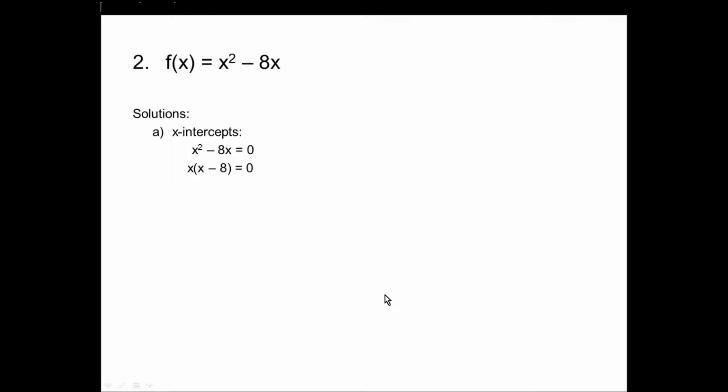Set each factor equal to 0. Don't forget the x. If I set x equal to 0, that's what I get, x equals 0. For x minus 8, I get 8. So I get 0 and 8. Remember, those are the x-coordinates of the x-intercepts. So as points, (0, 0) and (8, 0).